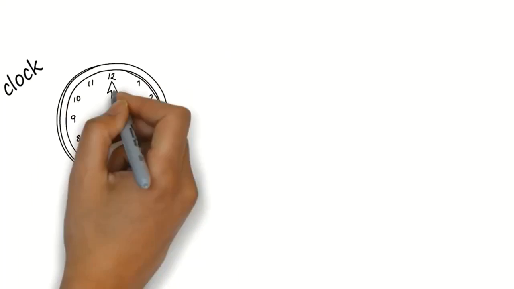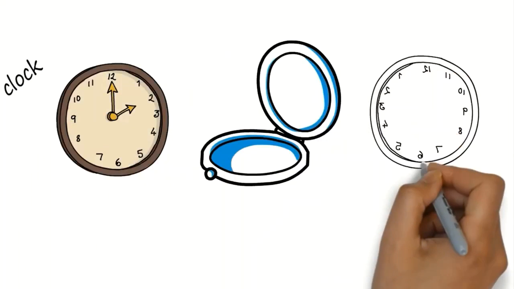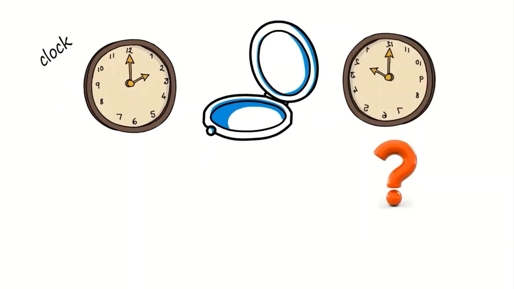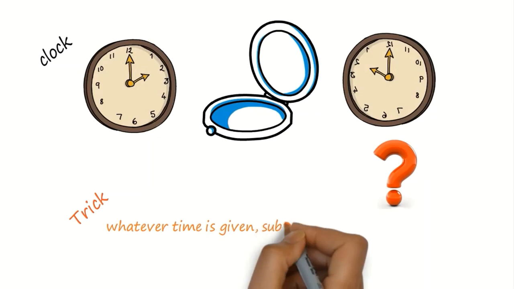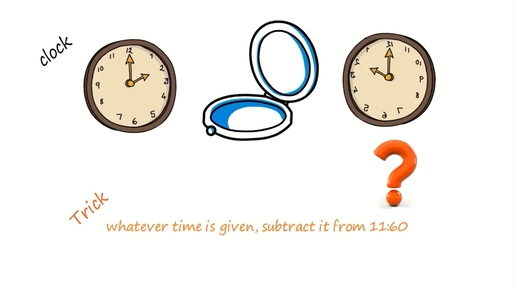Another problem on clock could be based on mirror image. How to find the solution? The trick is, whenever the time given in the problem is a real time or mirror image time, we have to subtract the time from 11:60.